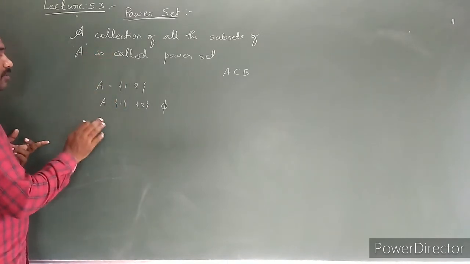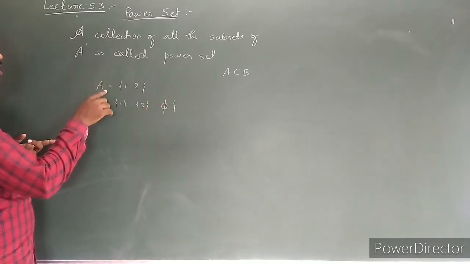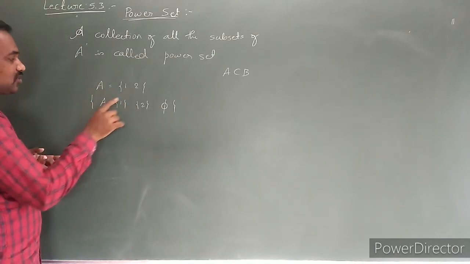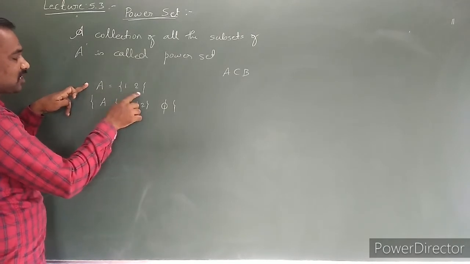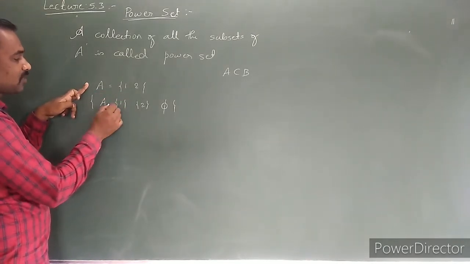So, what is the power set? Power set is the collection of all the subsets of a given set, the particular set A. What are the subsets of A? A is this set. This subset is A.